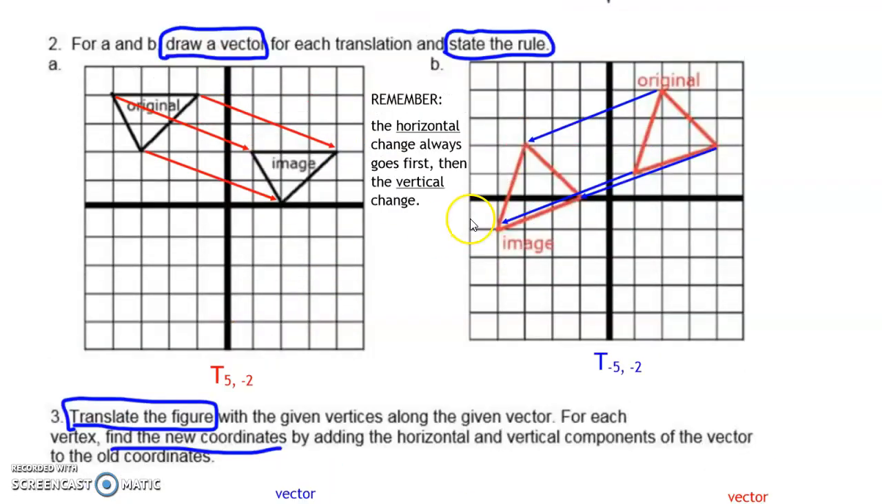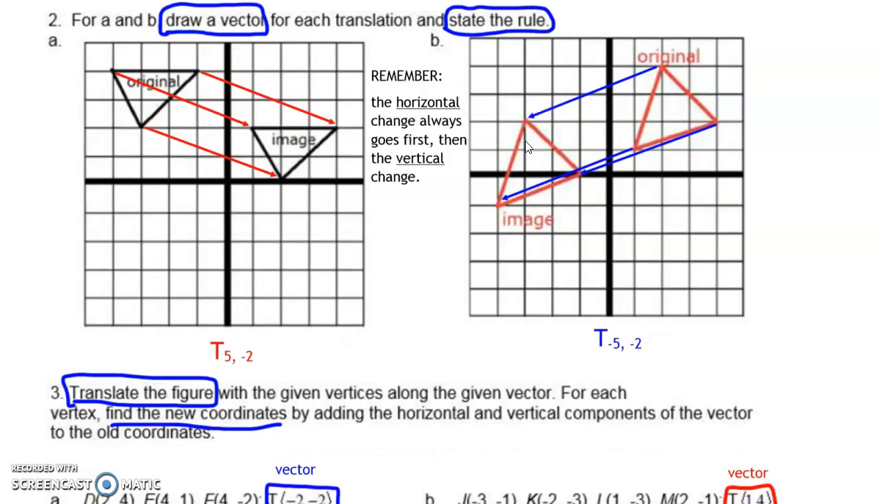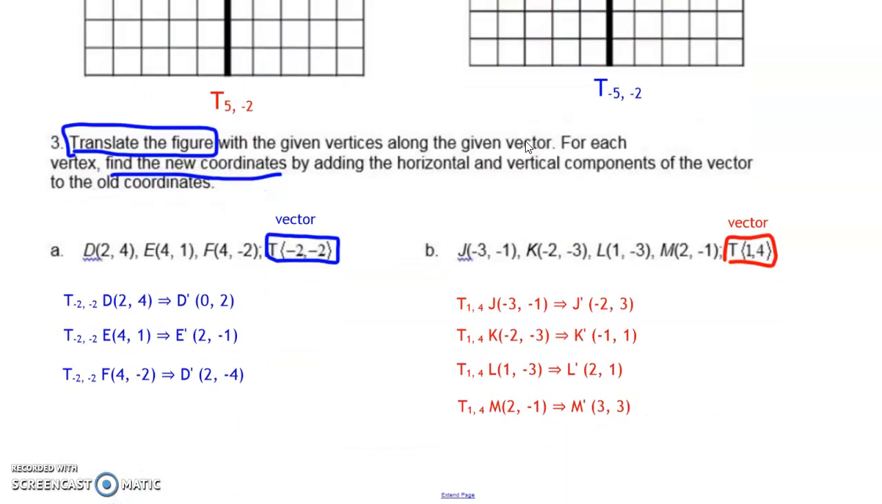So 5, negative 2. Similarly here, I'm going 5 units to the left. That means a negative 5 change in the horizontal. And then I'm going 2 units down. That's a negative 2 change in the vertical. So that was it. I didn't have to do anything else. Super easy. For number 3, it asks us to translate the figure, finding the new coordinates.